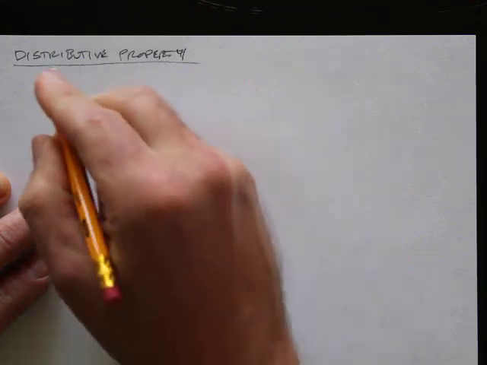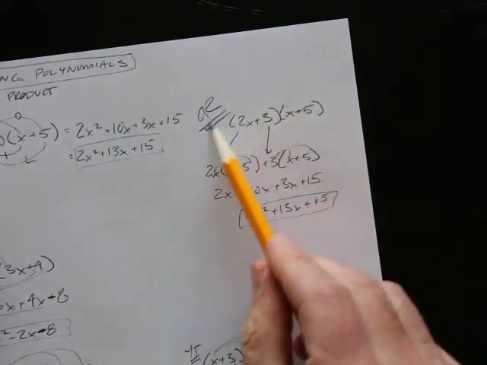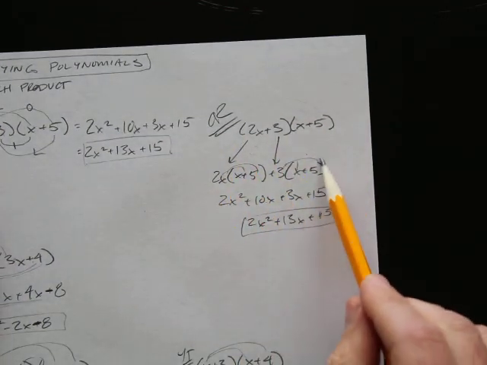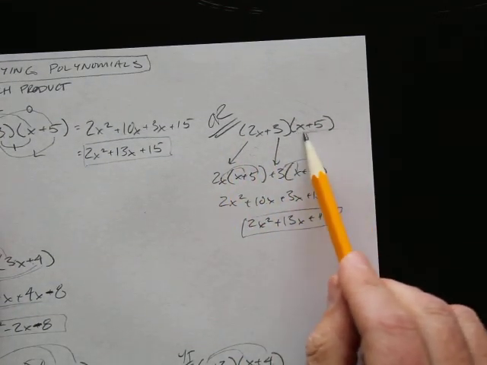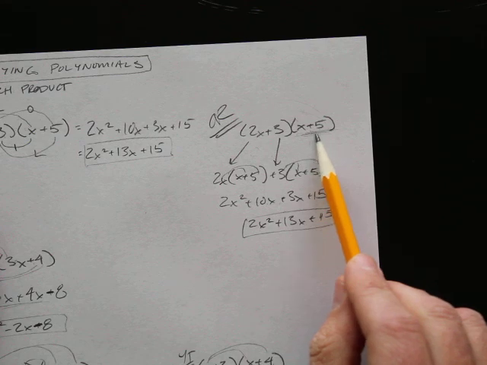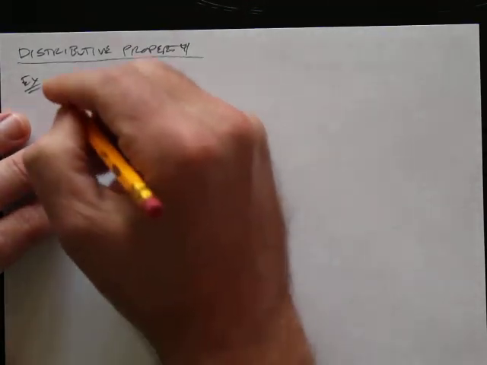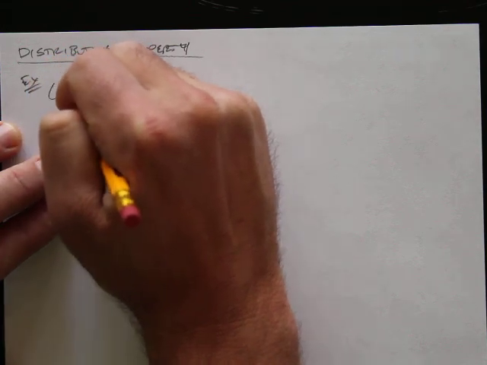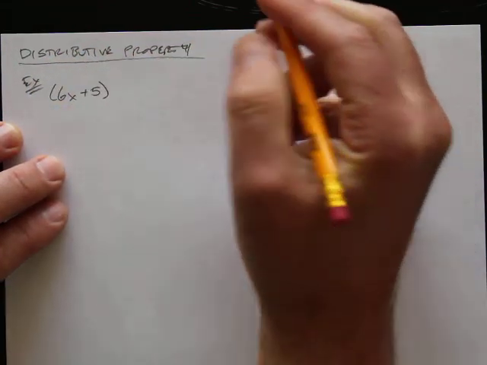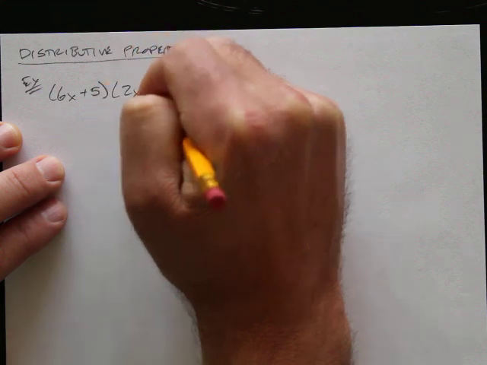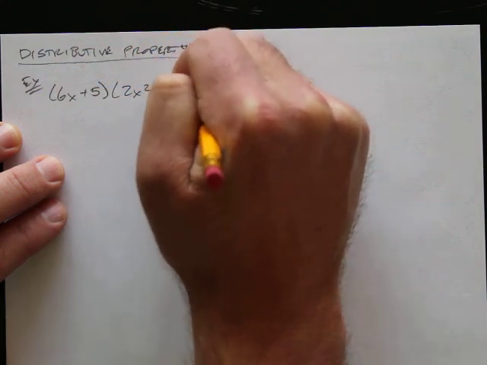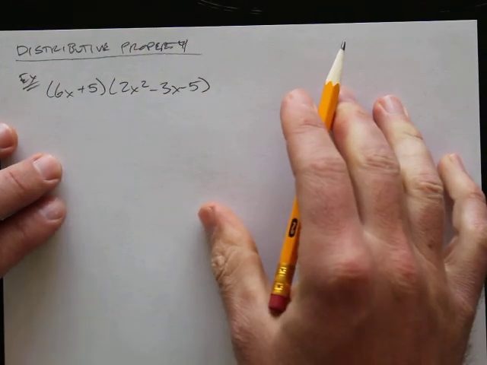Distributive property. All right, now this is going to look like this second method right here, but we're going to see something different. We're going to see a trinomial instead of a binomial. So let's see how we do this. I've got 6x plus 5 times 2x squared minus 3x minus 5. All right, so we're multiplying these two together.